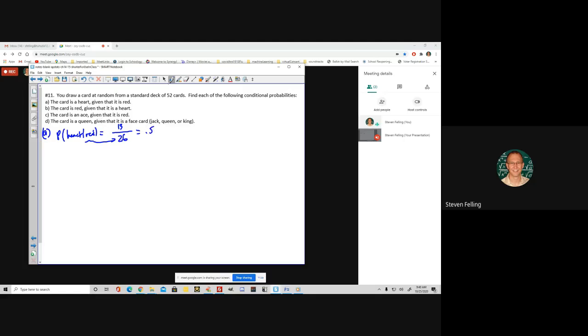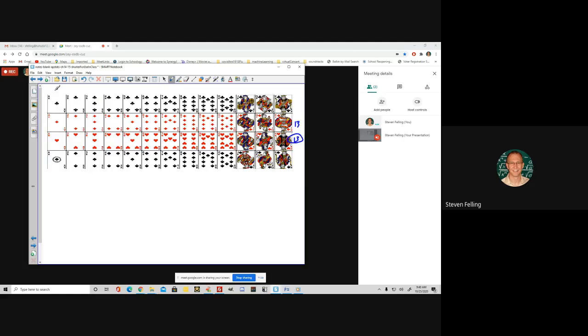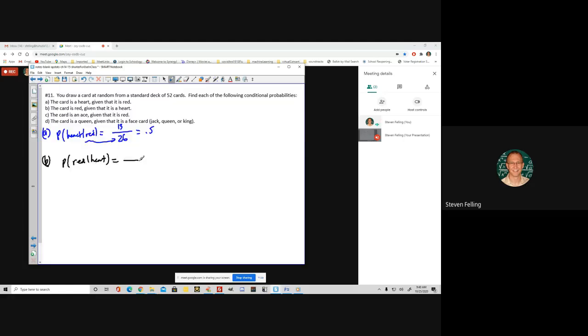Part B would be, what's the probability that a card is red given that it's a heart? Hearts are 13 of the cards, so the bottom of the fraction here will be 13. And then within the hearts, how many of those are red? Well, all of the hearts are red, so all 13. So there's a 100% chance. If I know that I have a heart, there's a 100% chance that it's a red card.